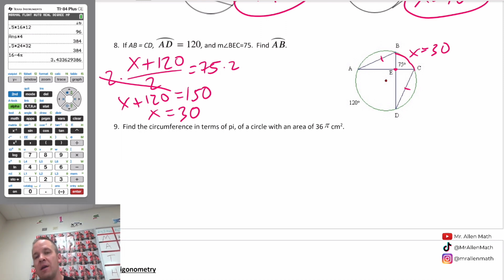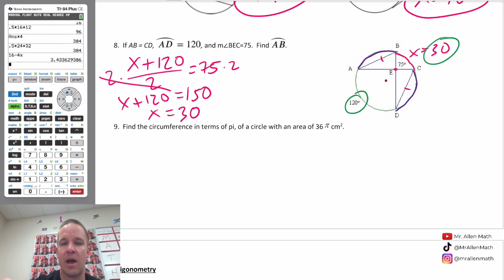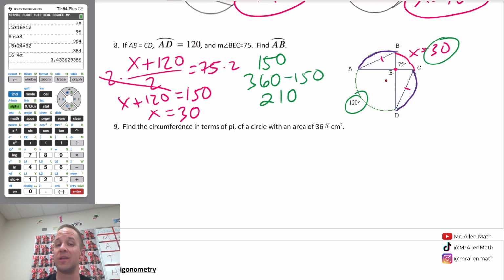Now, back to AB equaling CD. If those two chords are congruent, then my arcs are congruent. So this arc here and this arc here have to be the same measure. Well, what's left over for them? If I take the 120 that we currently have and the 30 that we have, add them together, that's 150. If I take 360 minus that 150, I get 210. So whatever's left over there is 210. Divide that by 2 because they have to be the same. I'm going to get 105. So 105 degrees.